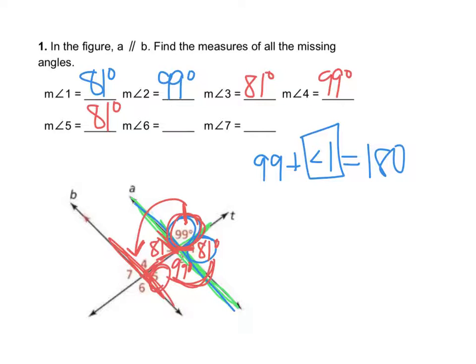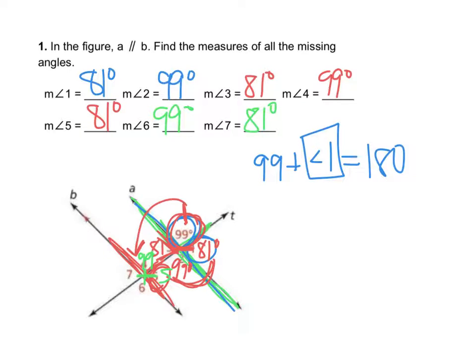Again, vertical angles. Angle 5 and angle 7 are vertical angles, so angle 7 has to be the same measure as angle 5, which means that angle 7 has to be 81 degrees. And finally, angle 4, which is 99 degrees, is vertical to angle 6, meaning that angle 6 would be 99 degrees.